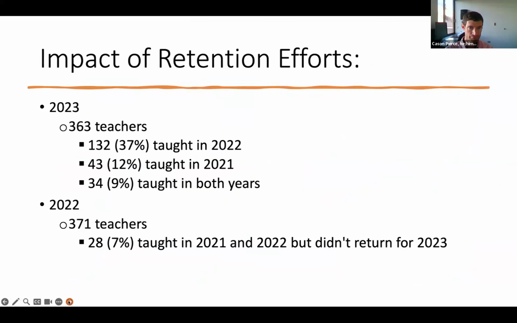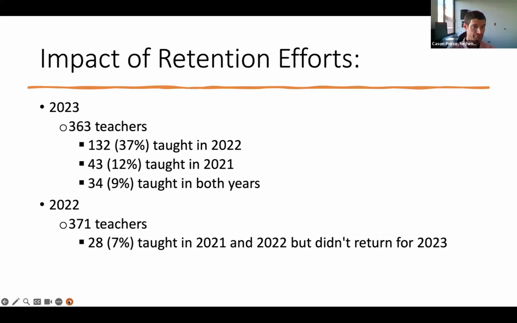So what is the impact of our retention efforts? We've looked back for the past few years. In 2023, we had a total of 363 unique teachers that taught those over 800 hours worth of teaching sessions. And of those 363 teachers, 132 had taught the prior year, which is roughly 37%, and 43 or 12% had taught in the year before, in 2021. And then of those, 34 taught in both years.